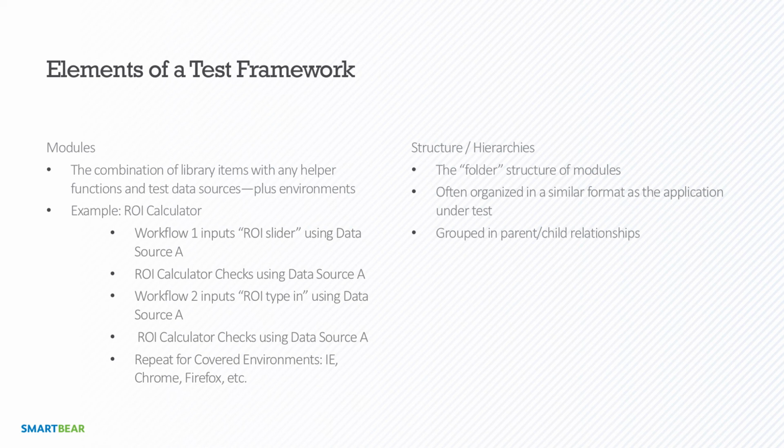But this is a nice, clean, easy example. It's why we use the ROI example piece. We're going through and we're saying, great, go run workflow 1, use data source A, and then do the checks using that same data. Then do the exact same thing in workflow 2, and we're doing the checks again with that data. And then we're going to the common piece for running it through each environment. Why did we not do workflow 1 inputs, then workflow 2 inputs, then check everything?